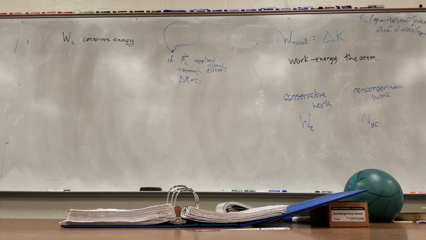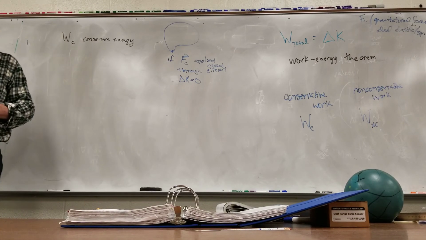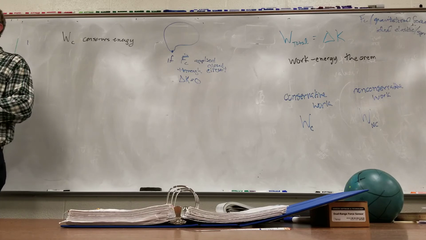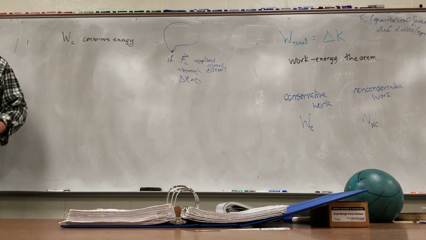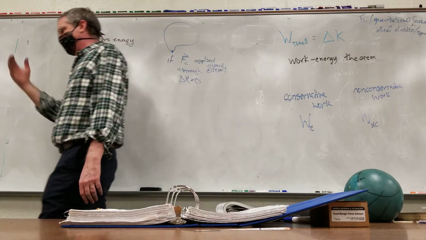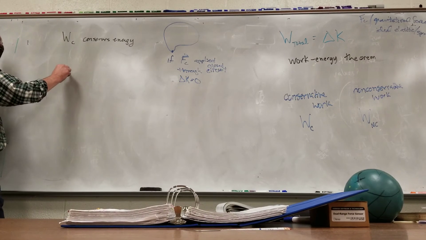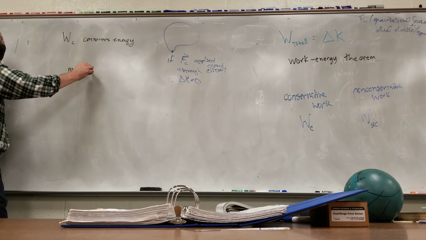It's not conserving kinetic energy, it's conserving energy, which means I have to have two types. If I have conservative work working on an object, for instance, I take this marker and I let go, the kinetic energy definitely increases as it falls. If kinetic energy increases, something else has to be decreasing to offset that. Potential. And so we get into mechanical energy.